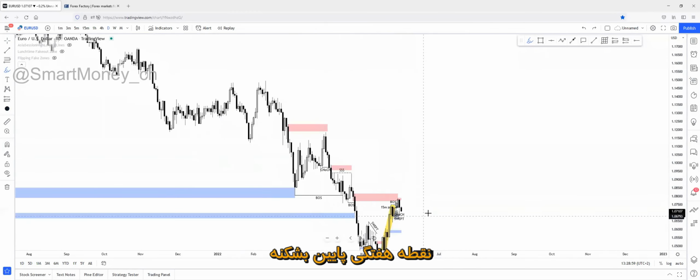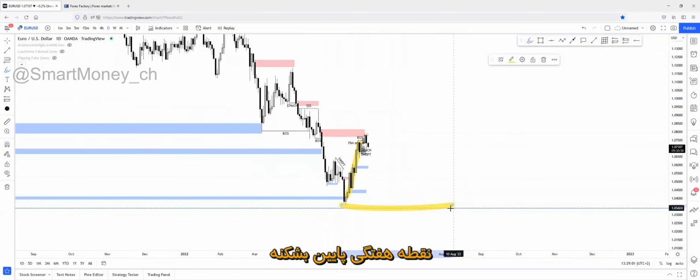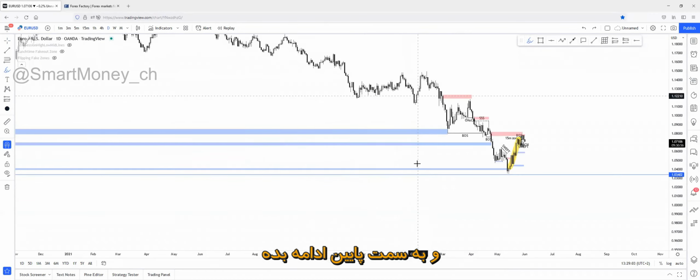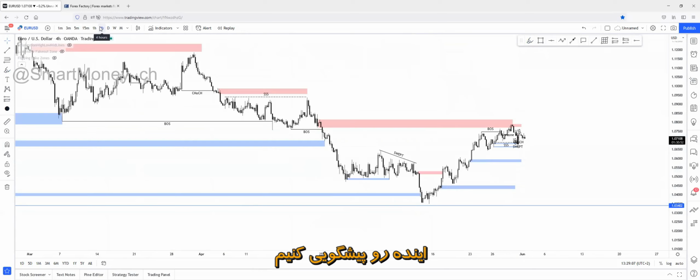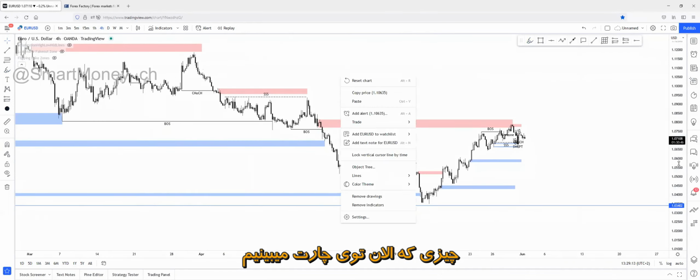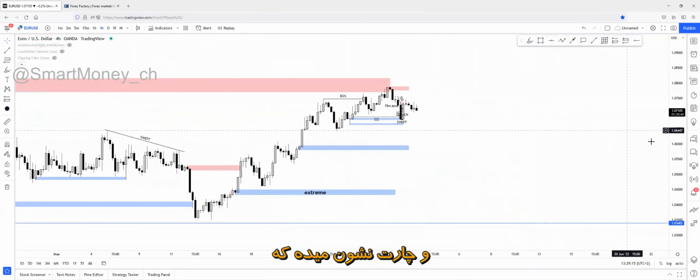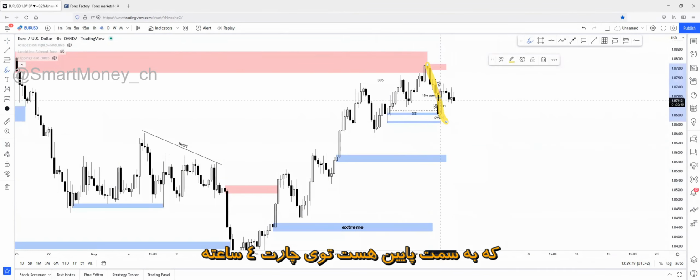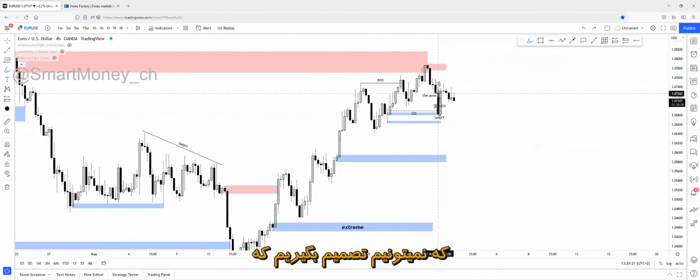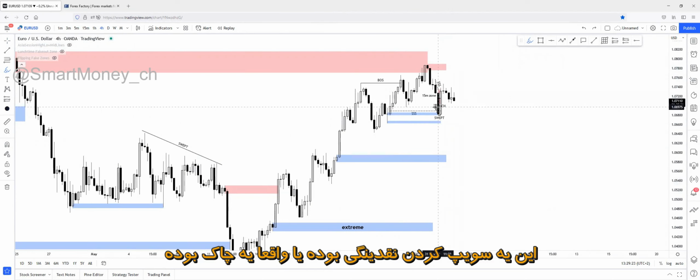I'm still expecting the break of this weekly low point right here. I'm still expecting the bearish continuation to the downside. But this is the future. We can't really predict the future. We just have to take care of what we see in the present, what we see on our charts right now. And our charts are showing that price has created a change of character to the downside of the 4-hour chart, which can be decided if it was just a liquidity sweep or it was a real change of character.